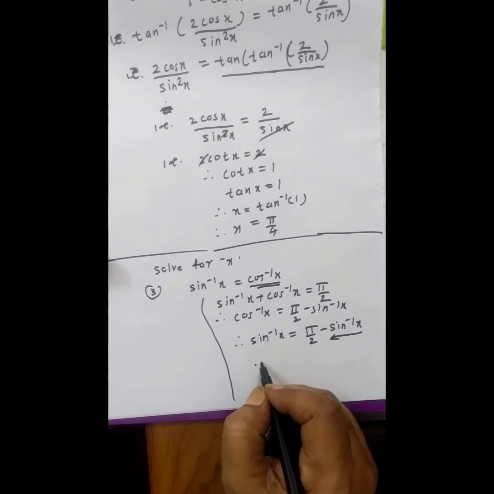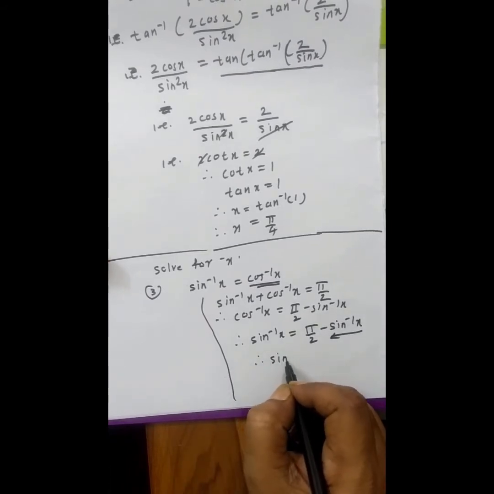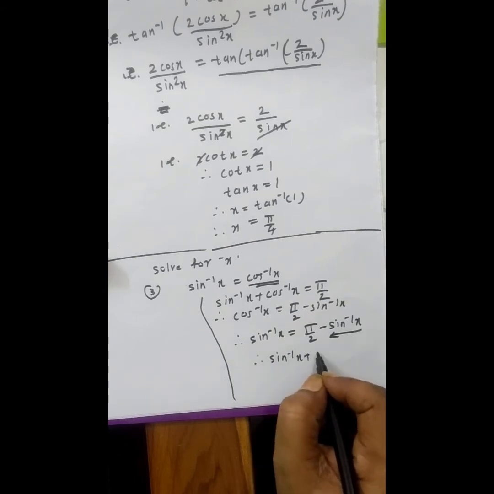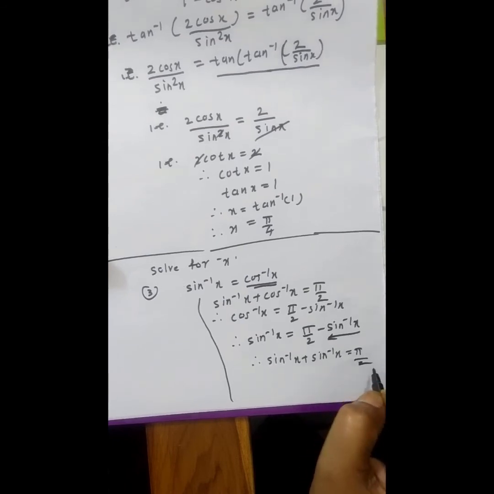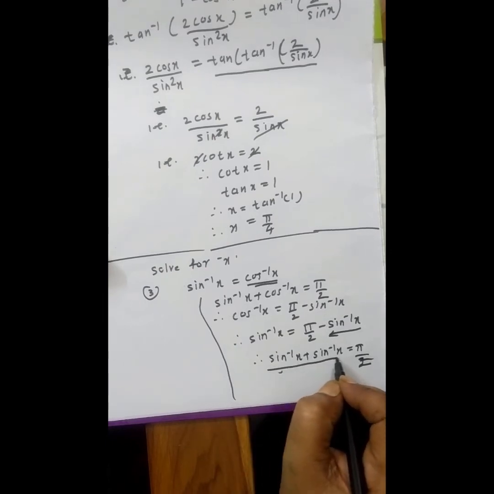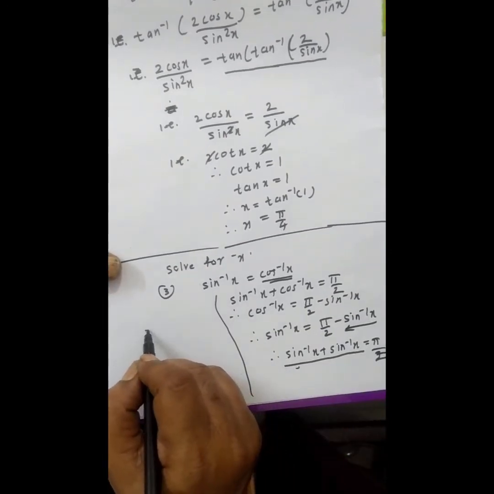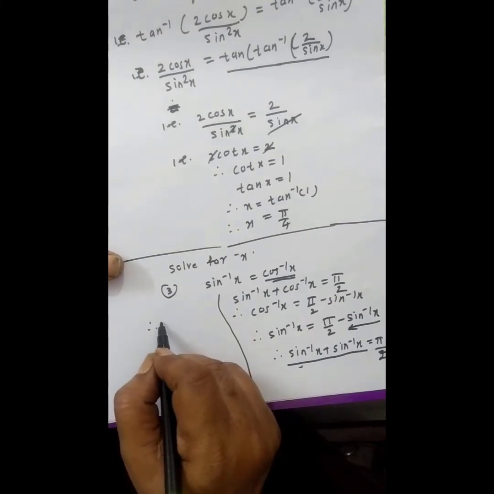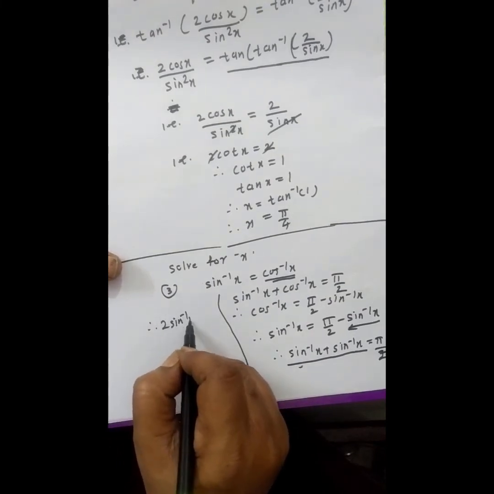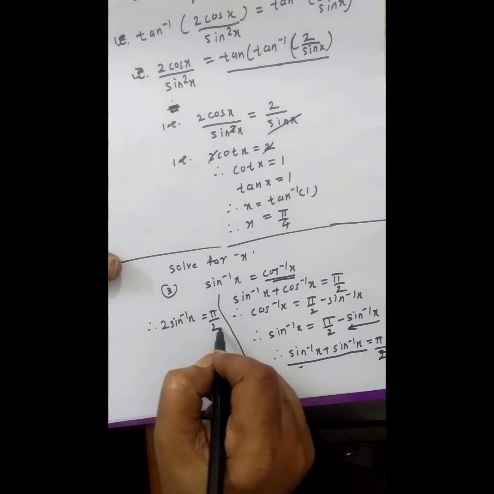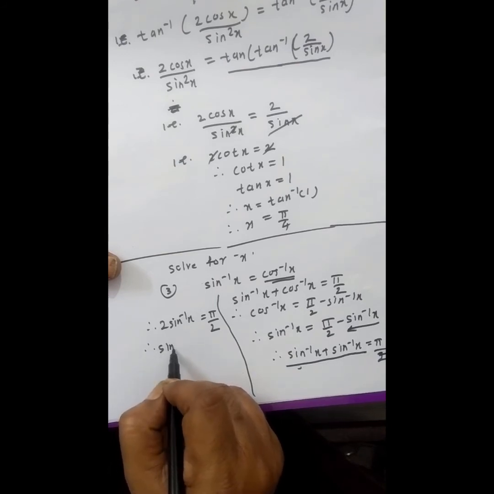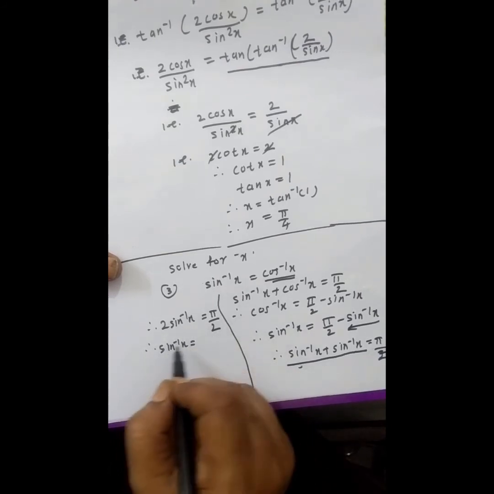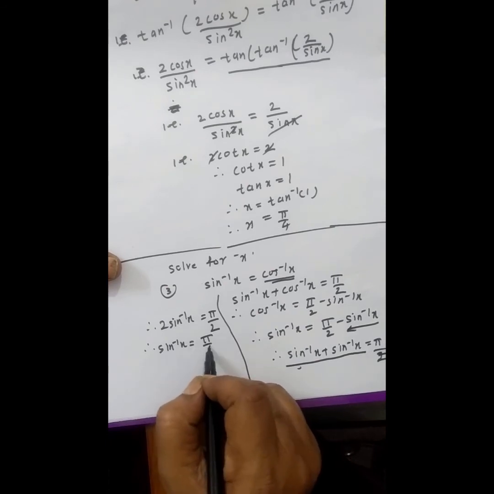So we can write therefore sin inverse of x plus sin inverse of x equals pi by 2. Now what is sin inverse of x plus sin inverse of x? This is 2 times sin inverse of x. Therefore 2 times sin inverse of x equals pi by 2. Therefore sin inverse of x equals, if you cross multiply, this becomes pi by 4.